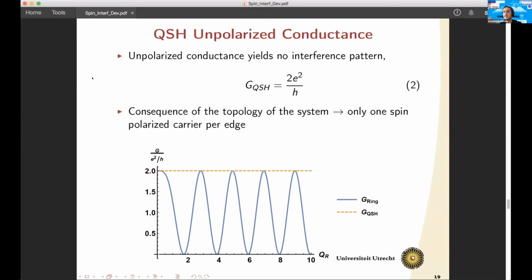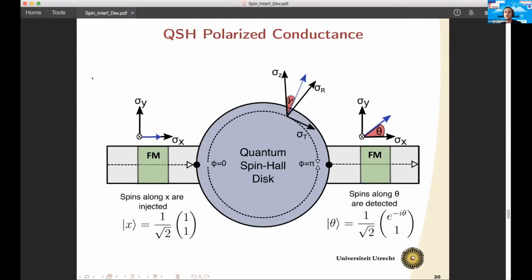Well, this was somehow to be expected because it is a consequence of the topology. Since we have only one spin polarized carrier per edge, there is no interference between the two states when they recombine when leaving the disk. However, what we thought could be interesting to see was what happens when we inject a polarized current.